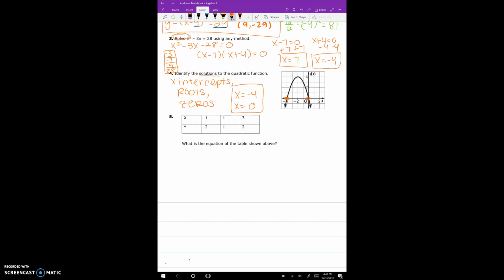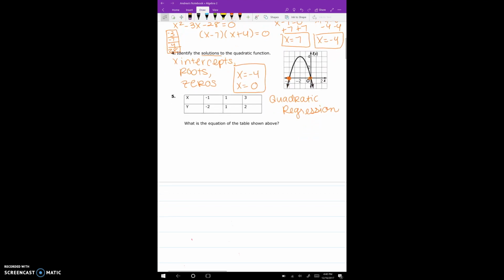Question 5 says, what is the equation of the table shown? So in order to do this, I would probably just use a quadratic regression. And this can be done in your calculator. So I'll just write those steps for you.